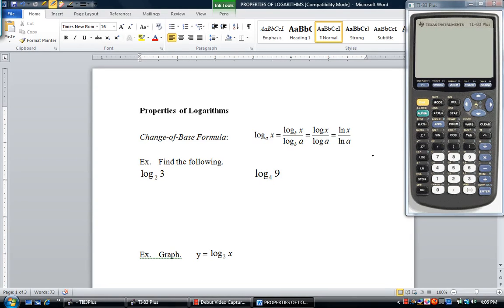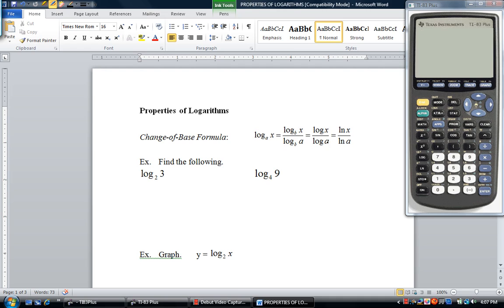Properties of logarithms. The change of base formula is used mainly for calculators. What it states is this: if you have log base a of x, you can rewrite it as a division of two different logs, log of x over log of a. Now the b can be whatever base you want it to be.